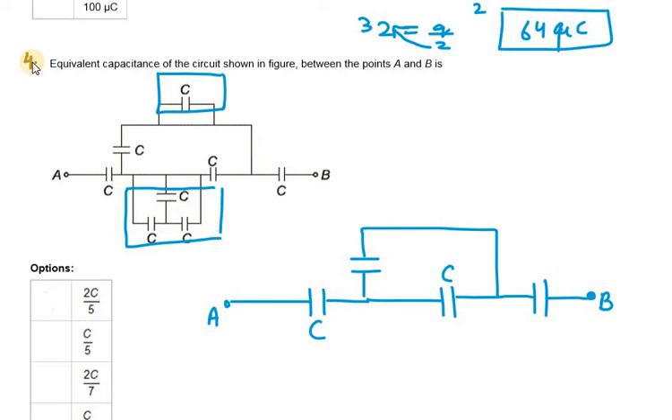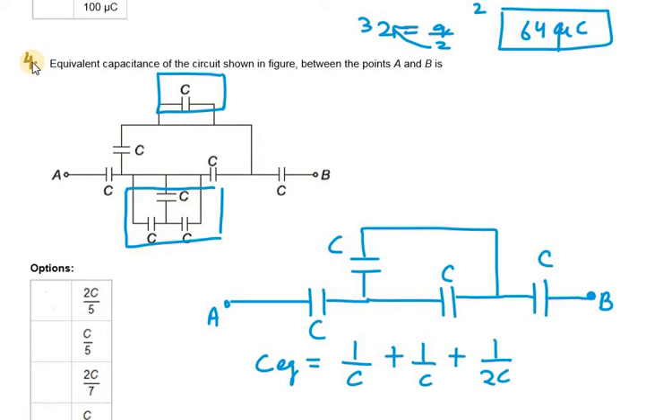Now we need to find the C equivalent. So C equivalent will be, as you can see, we have 4 capacitance here. So here you can see that these two will be like this as they are in series. So 1 over C, 1 over C. Then in the end you can write 1 over 2C.